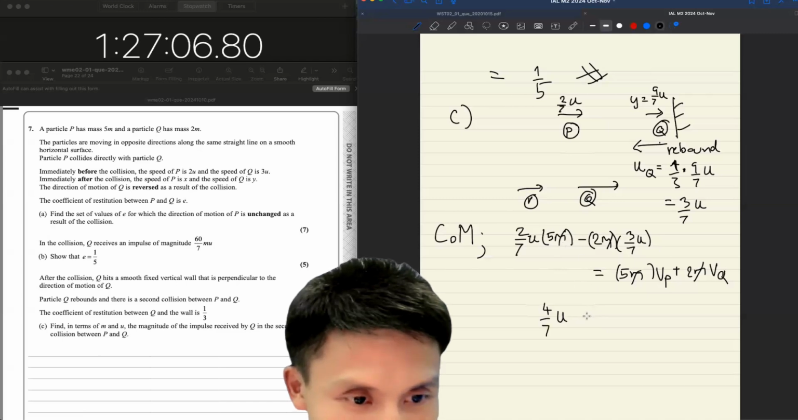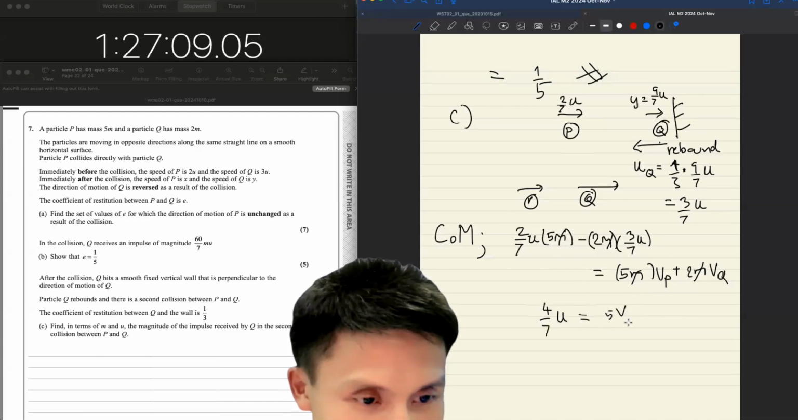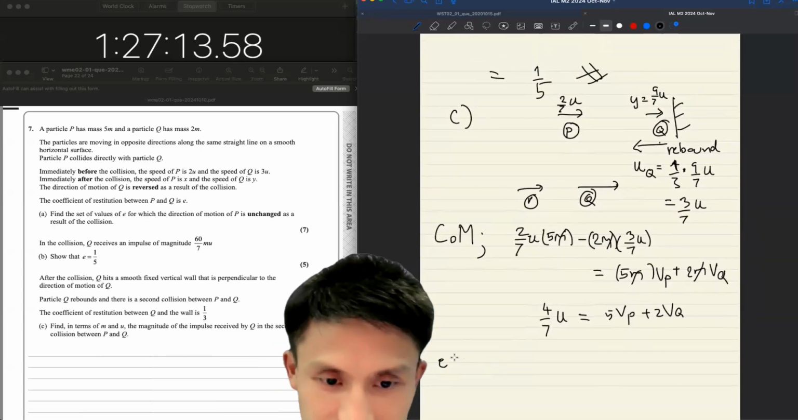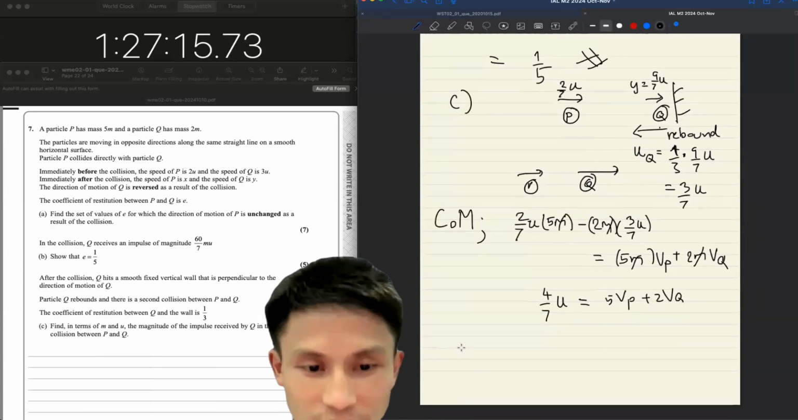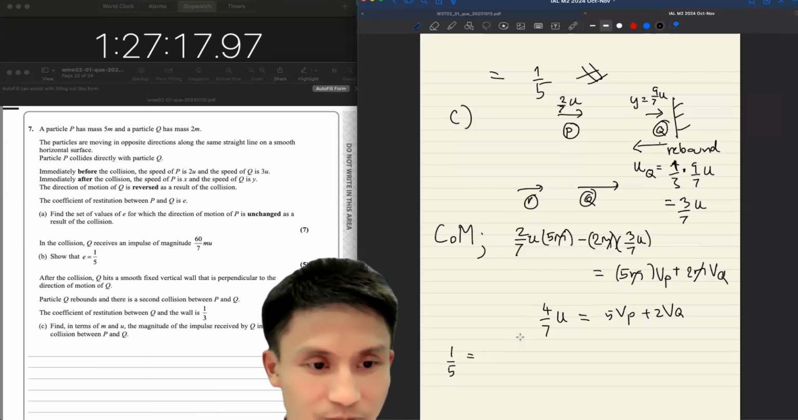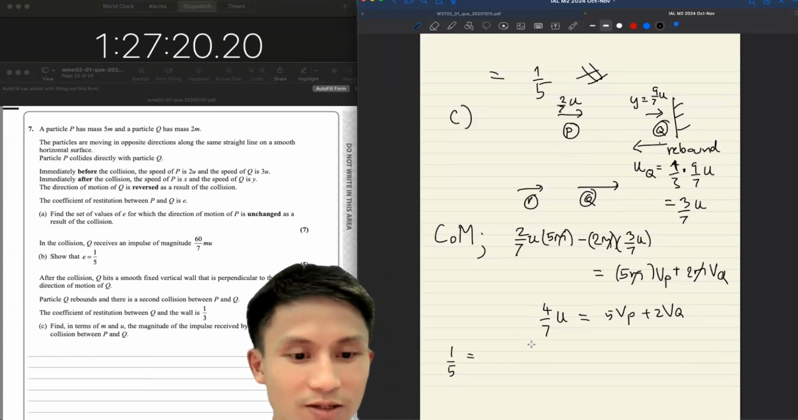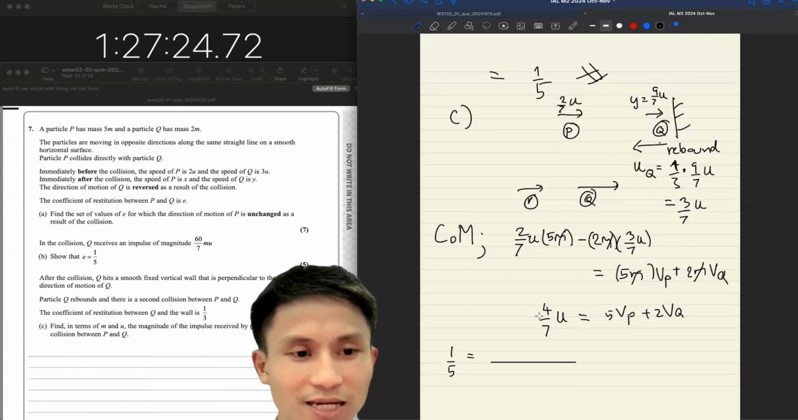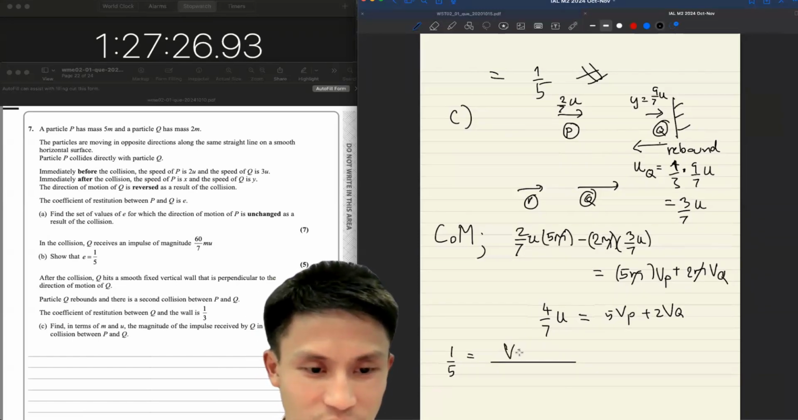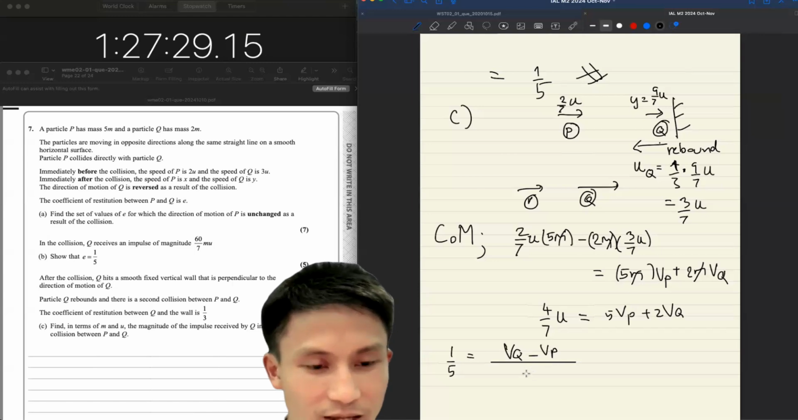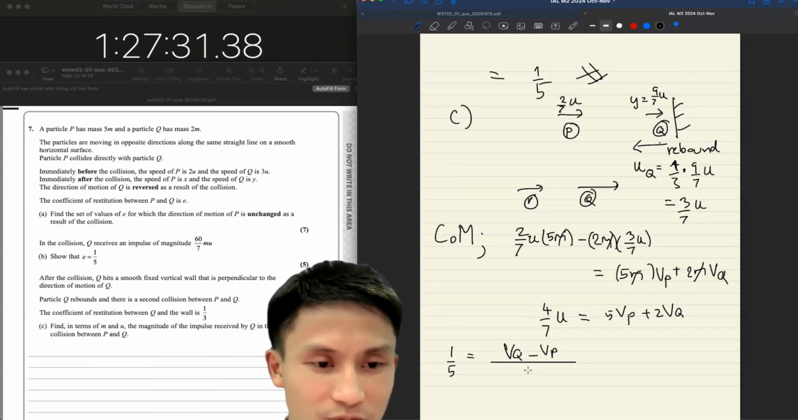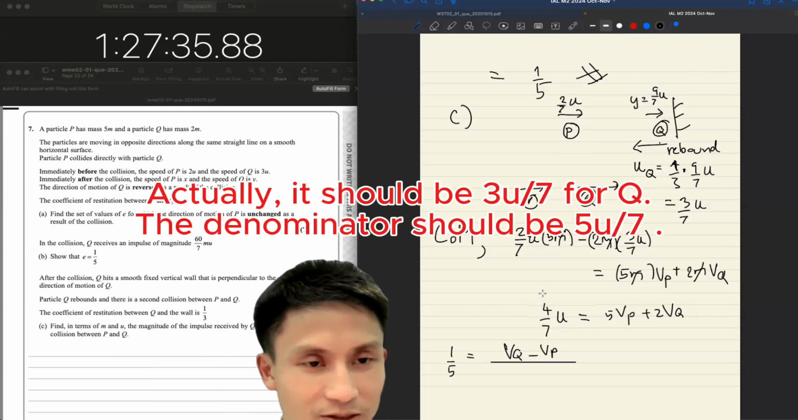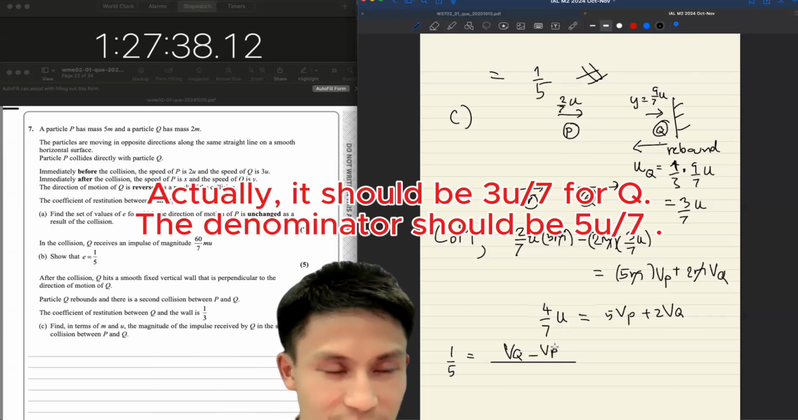My time is running out. This is 5vp plus 2vq. Okay, so coefficient of restitution is 1 over 5. Speed of separation on top. So I'm assuming Q is ahead of P after collision. So we do VQ minus VP divided by the speed of approach, which is 9 over 7 minus 2 over 7u. So that's 7 over 7.